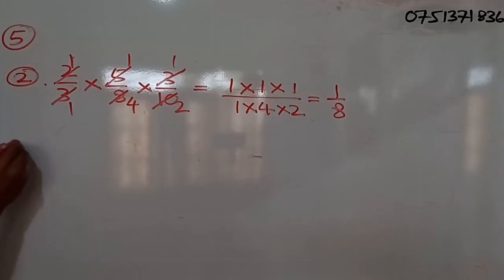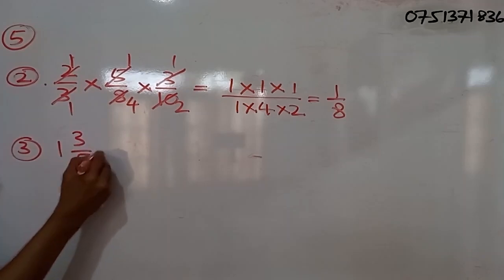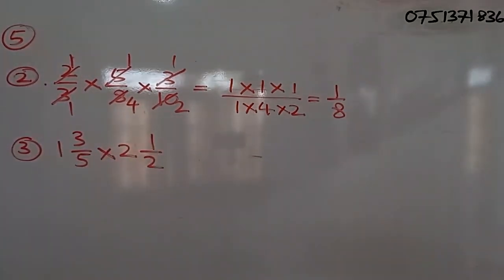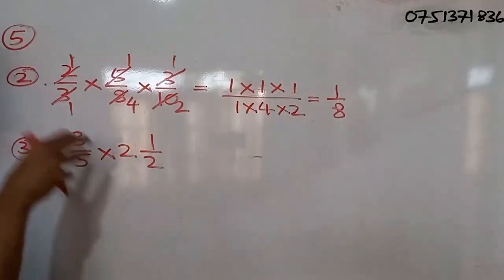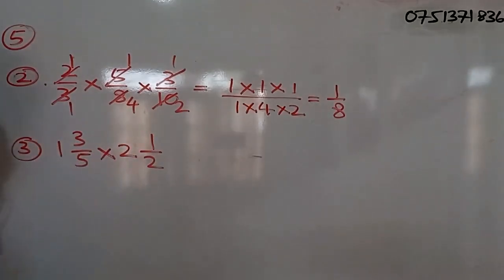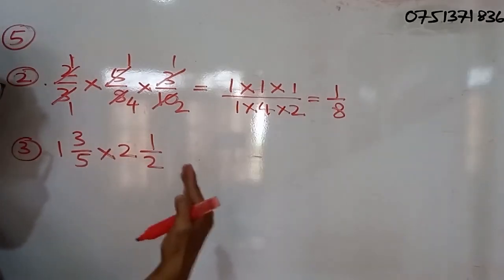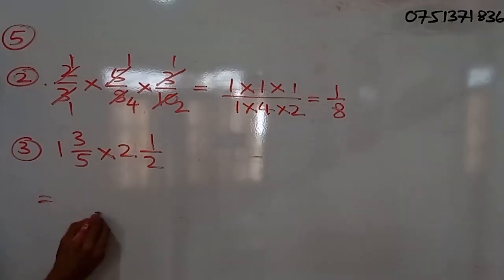Right. The third part. So I have 1 and 3 by 5 into 2 and 1 by 2. So these two fractions are mixed fractions. So before we do any further simplification, we have to convert each of these fractions into what? Improper fractions. Right? That means when we are given a mixed number, we can convert it into an improper fraction. Right. So here we get what?